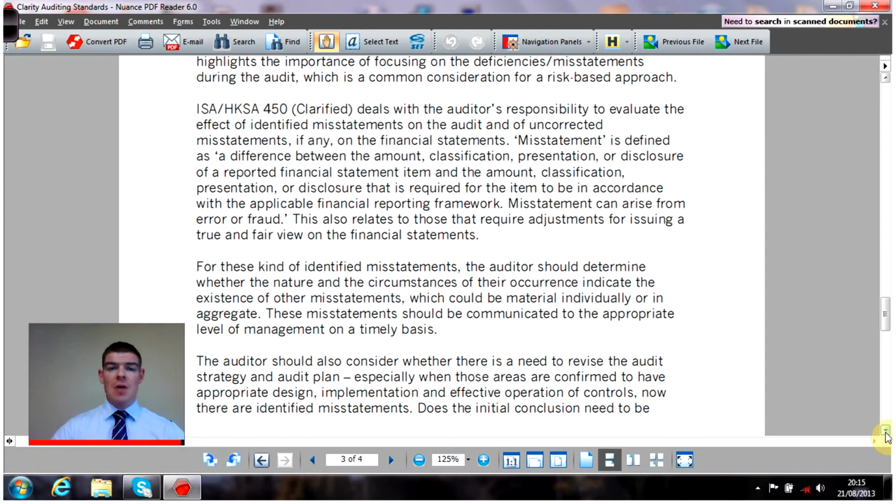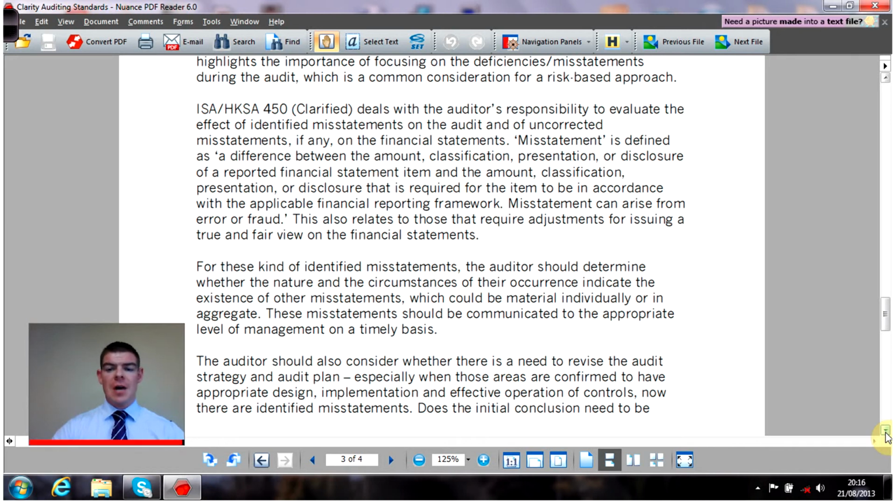Misstatements can arise from fraud, but also can arise from human error. And a key consideration is whether the misstatement is material to financial statements, i.e., does it impact the true and fair view of a set of accounts? Remember, that is the key consideration of the issuing of an audit report. Are these financial statements true and fair?